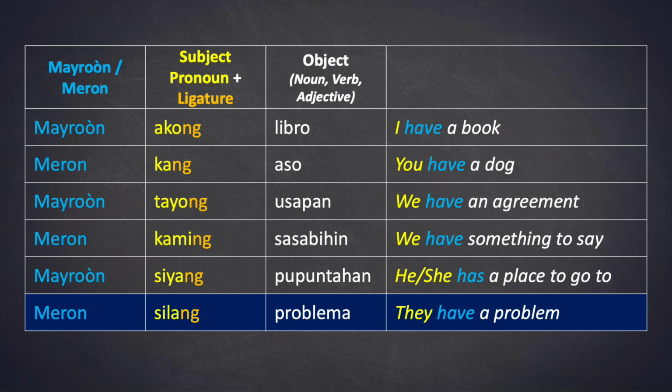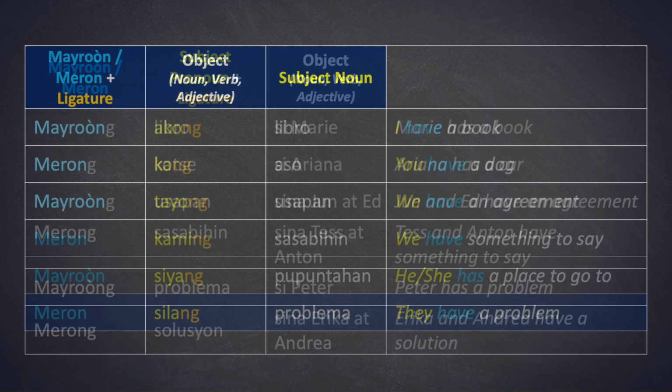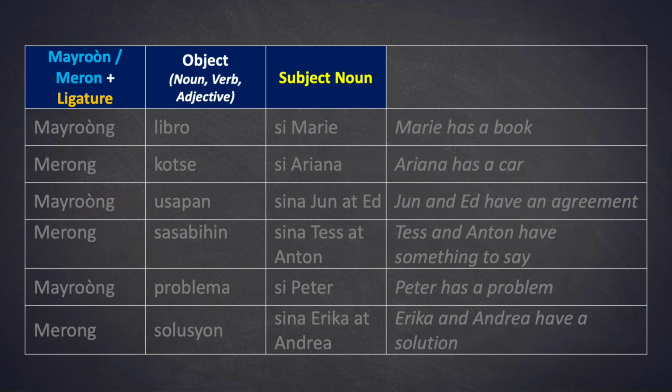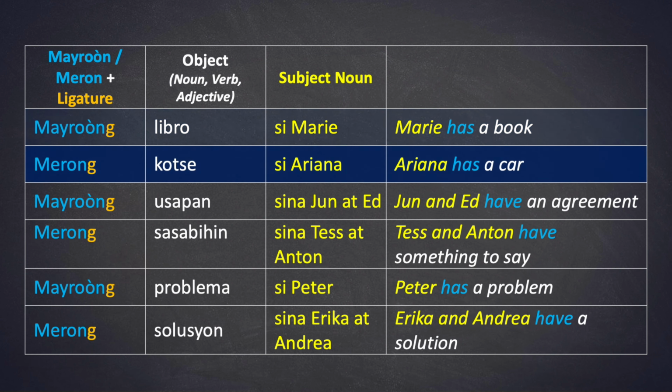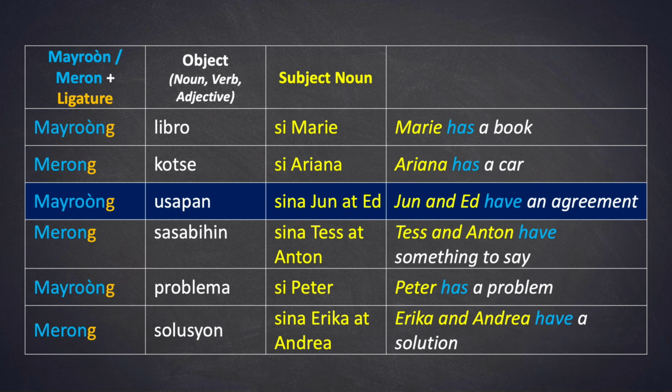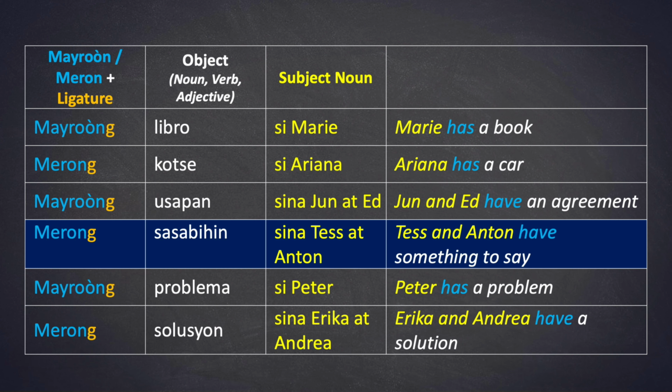Since Tagalog is flexible, we can flip the pattern to mayroon and meron plus ligature plus object plus subject noun. Let's try. Mayroong libro si Marie. Marie has a book. Merong kotse si Ariana. Ariana has a car. Mayroong usapan sina June at Ed. June and Ed have an agreement. Merong sasabihin sina Tess at Anton. Tess and Anton have something to say.